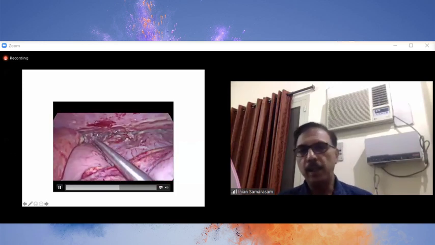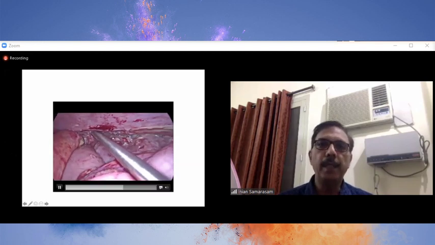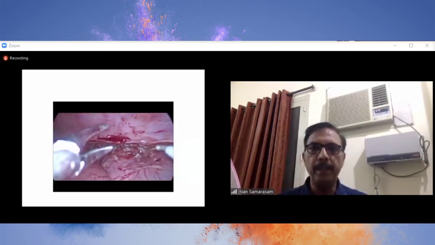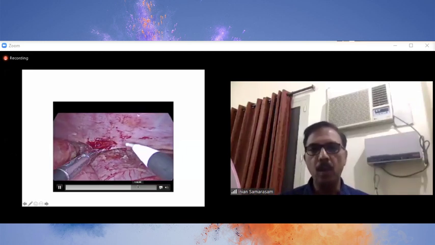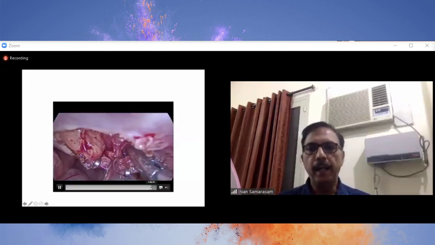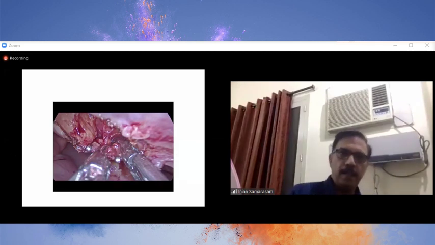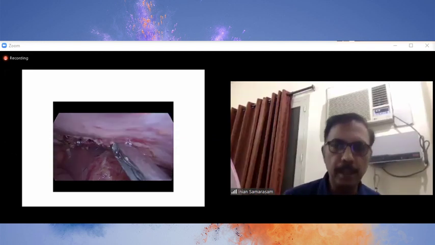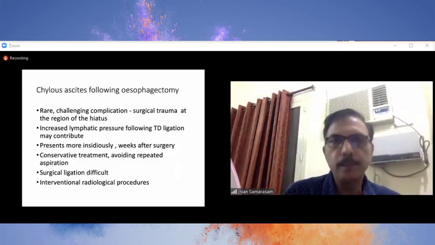In fact, during the operation, there was a suspicion, and the surgeon had put a clip and taken a suture, but obviously that was not enough, and the patient was having the leak from the same point. So when we went in, we knew where to go. We went in around the same place, and it was indeed leaking from there. Then we had to dissect it more aggressively, and it was almost like taking a mass suture ligation in the region of the hiatus, which we did, and the patient settled down.